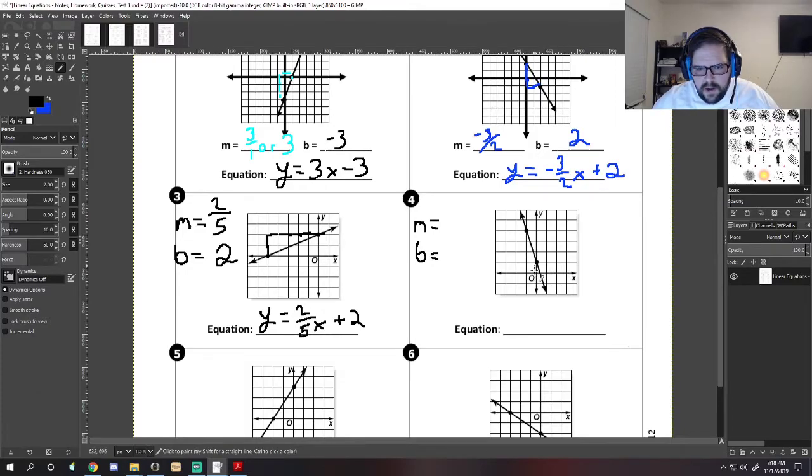I'm looking here, and I've got my B as a 1. My slope is going to go down 1, 2, 3. So it's negative 3 over 1. So that's actually just going to be negative 3. So I'd write that out as y equals negative 3x plus 1. So y equals negative 3x plus 1.